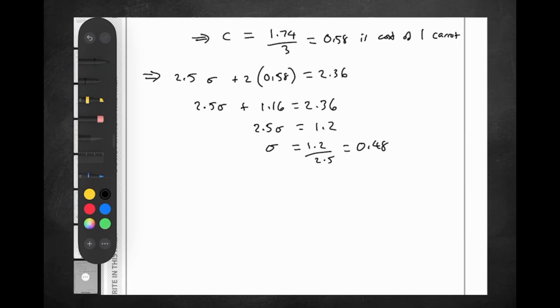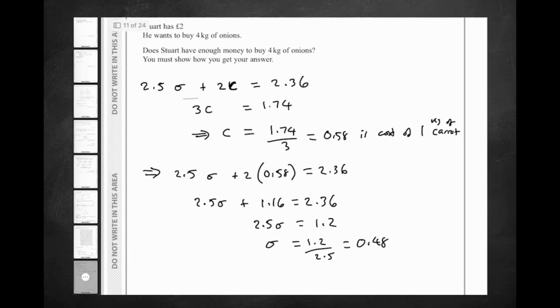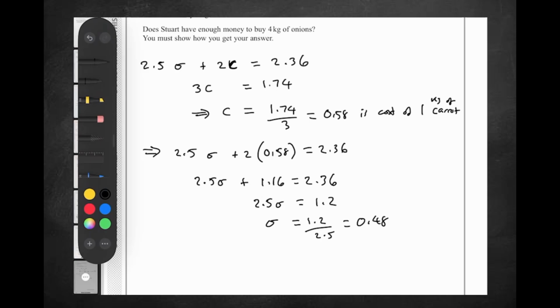0.48. I'm going to change this to 1 kilogram of carrot. So 0.48 will be the cost of 1 kilogram of onions. And the question's asking, does Stuart have enough money to buy 4 kilograms of onions? So 4 kilograms of onions equals 48p times 4, which I'll do on my calculator, £1.92.